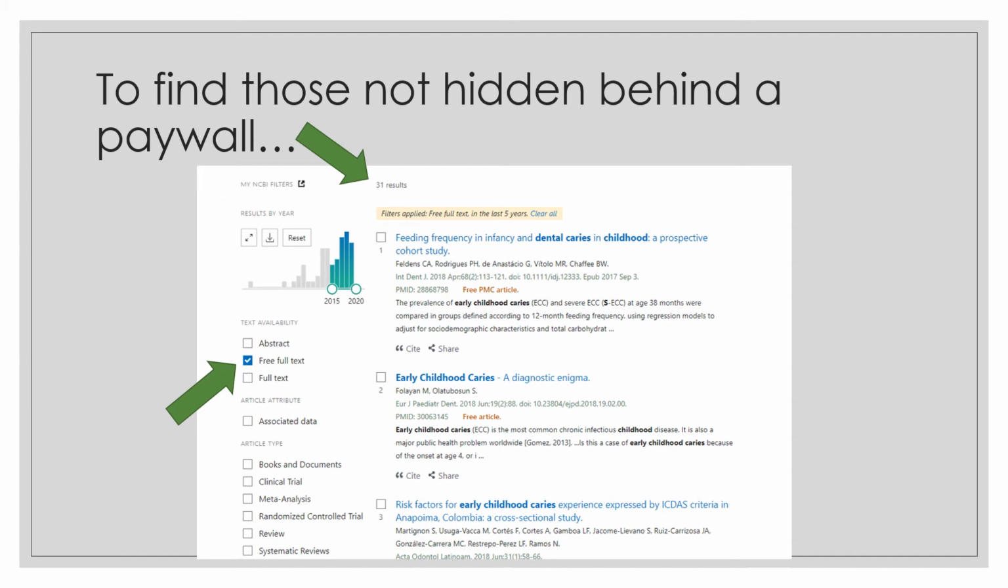So if you're looking to be able to read the full article, you might want full text there. Maybe if you're willing to pay, but in including free full text, you're going to get all of that. And then once I click that one limiter, that one filter, my results have gone down to 31 results. But holy cow, 31 results is a lot of results. So we're going to talk more about these filters.